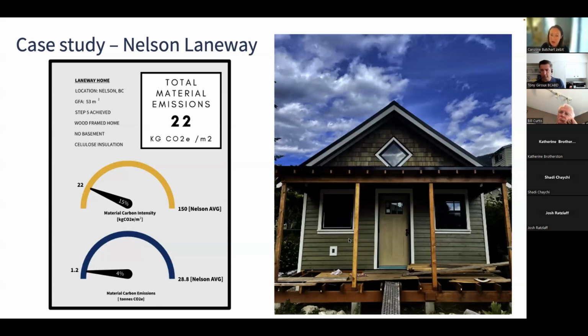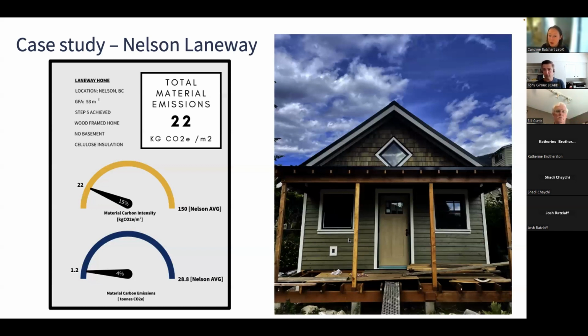So in Nelson, they found that the average home took about 150 kilograms of CO2 equivalent per meter squared. So this 22 is way down in the bottom 15%. However, because it's such a small home, if you take things in absolute numbers, it is in the bottom 5% of homes, or is, sorry, 4% of an average home in Nelson. So they achieved step 5, which is great.